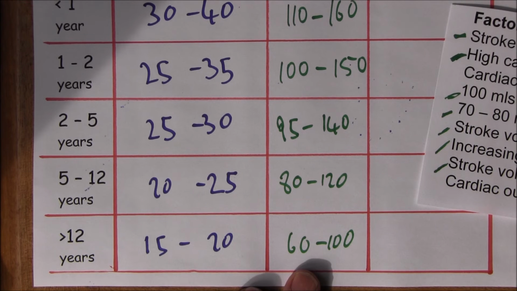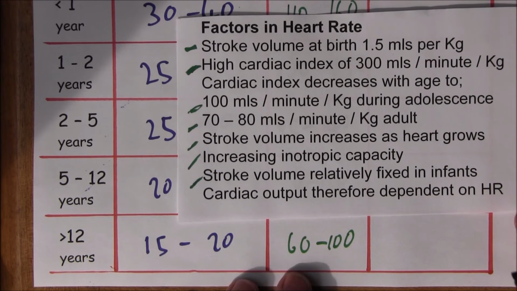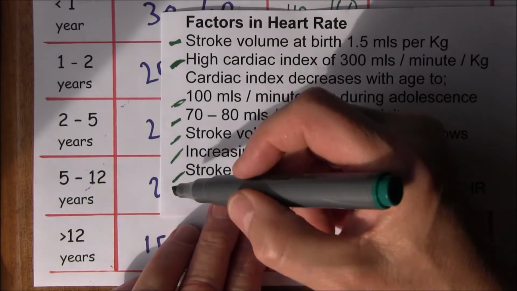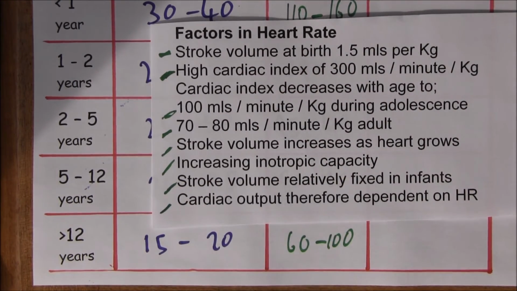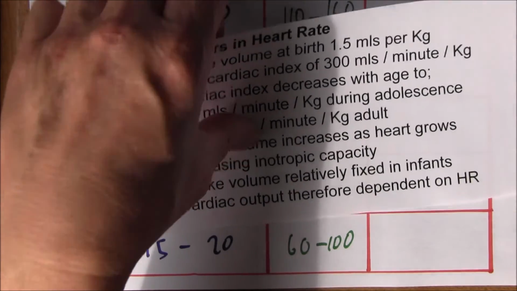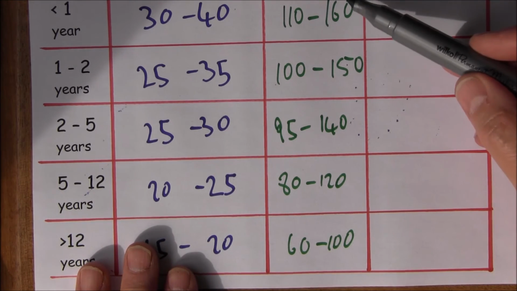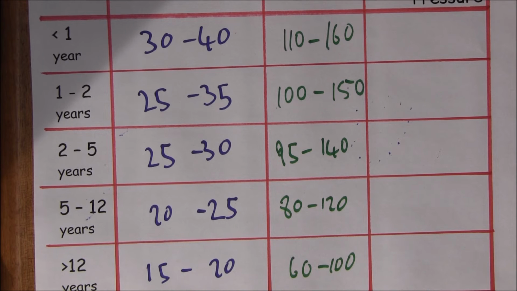and I could exercise for longer periods of time. So just remember, in younger children, because they can't increase the stroke volume, their cardiac output depends on the heart rate. So any reduction in heart rate is a very serious clinical feature. But those things at least partly go some way to explaining why we have this reduction in heart rate as the child gets older.